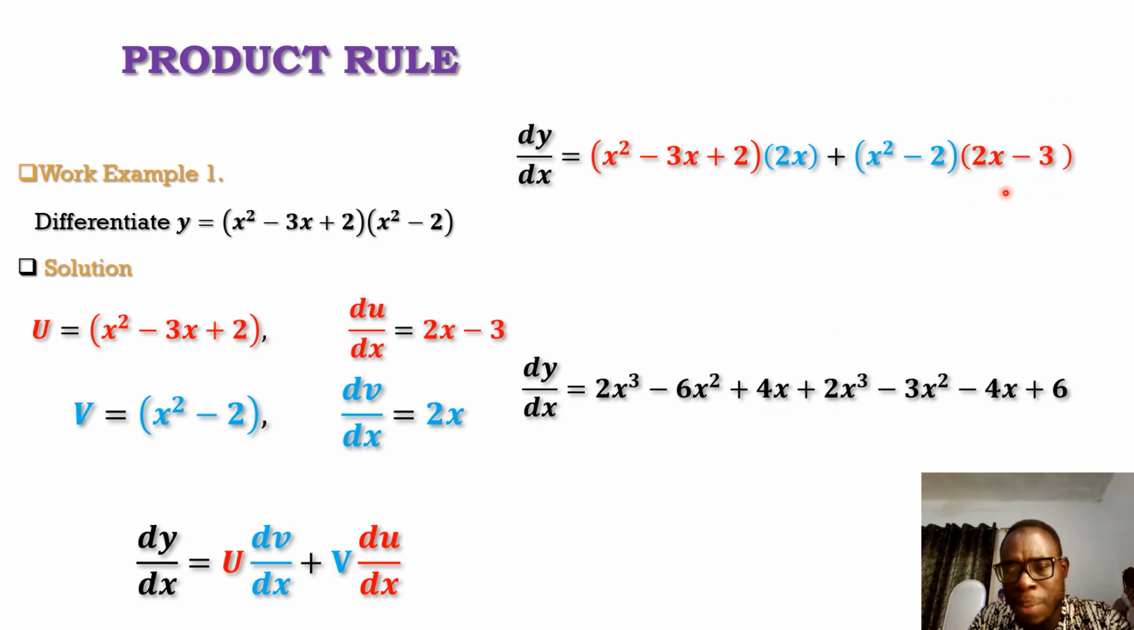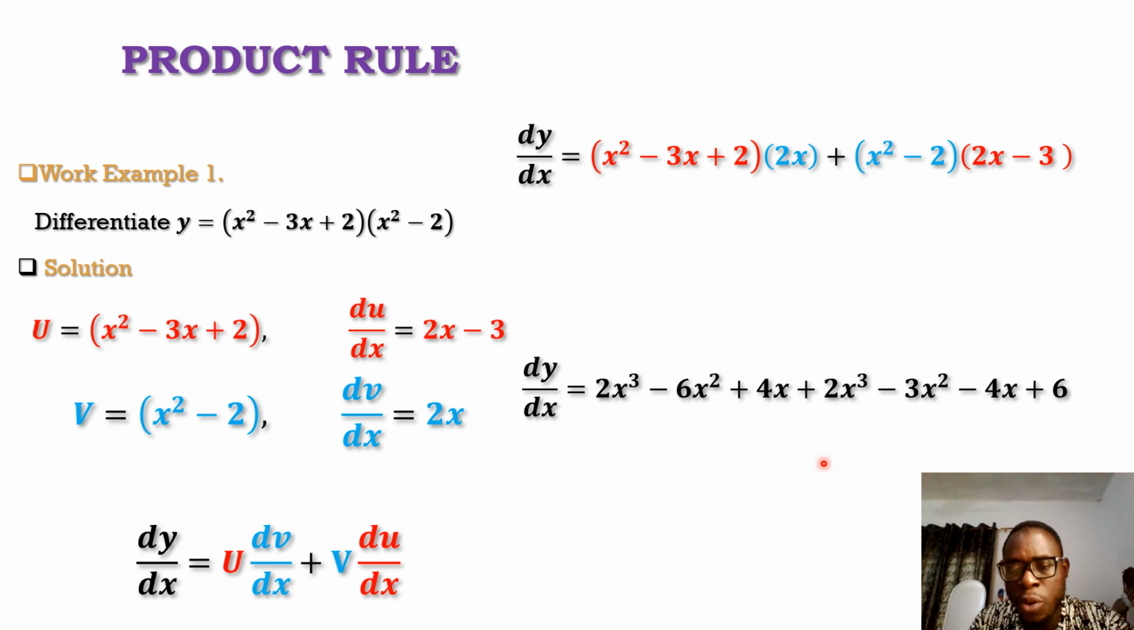Then repeat the same thing for this particular function. 2x times x squared will be 2x cubed. 2x times minus 2 will give us minus 4. Then we have minus 3 times 3x squared give us minus 3x squared. Then minus 3 times minus 2 gives us positive 6.